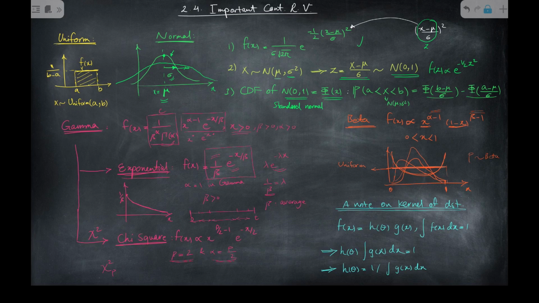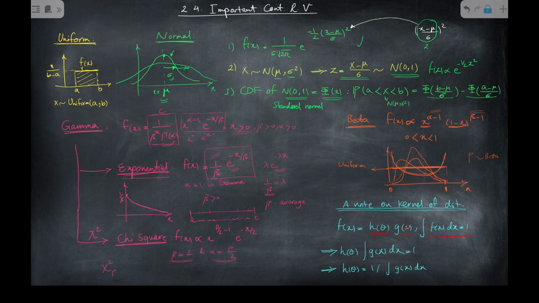At the end, I want to briefly talk about the kernel of a distribution. We have seen it several times during our discussion of important distributions, but it's worth emphasizing. If you think about it, each probability function has two parts. It has a part which is a function of x, and you can factor out a part which is not a function of x.